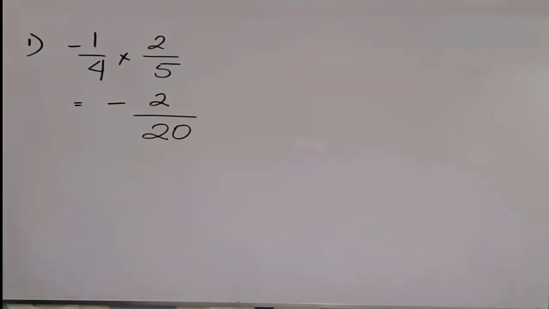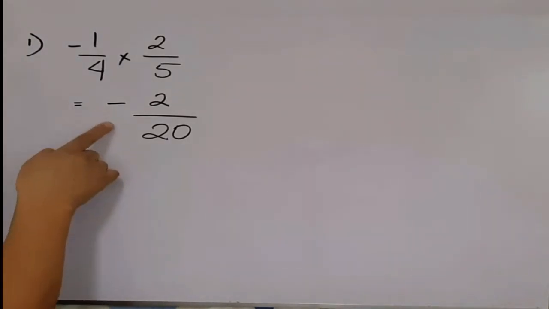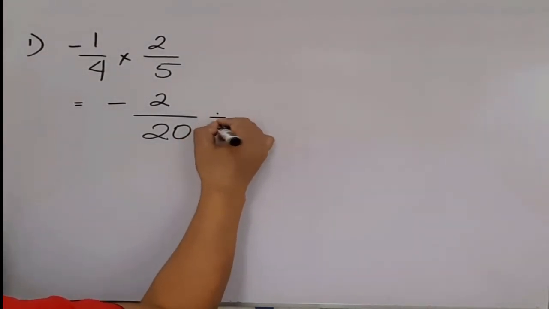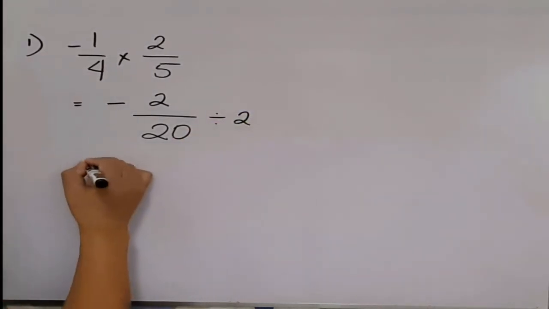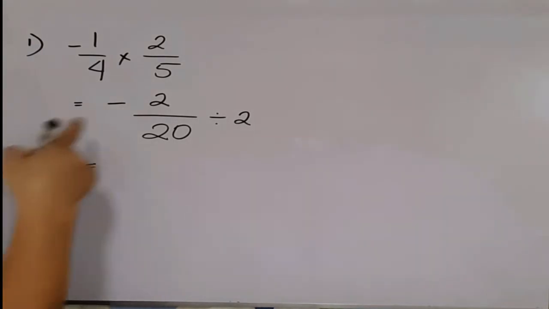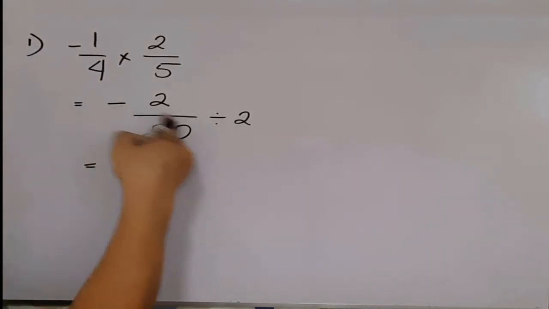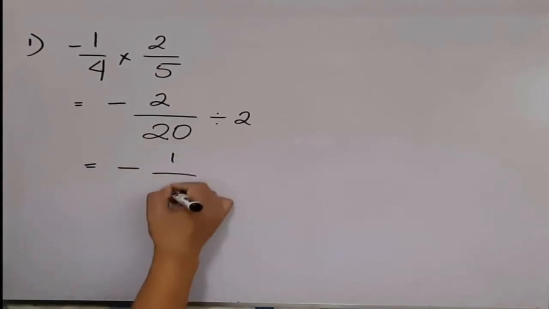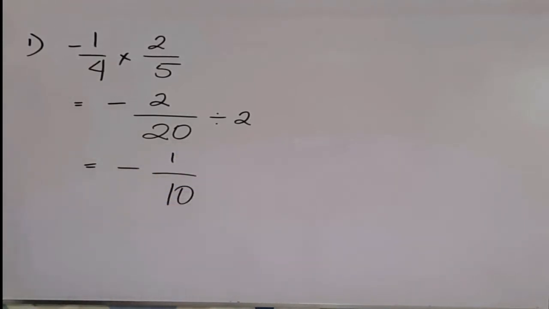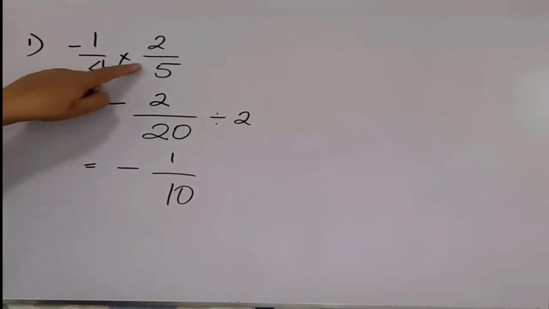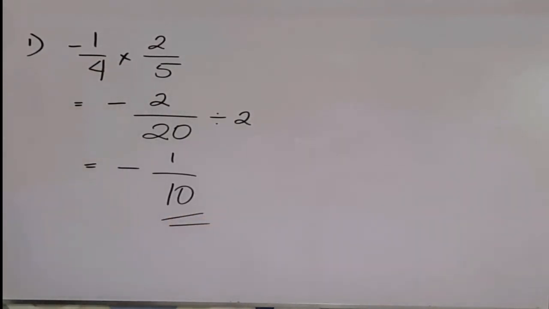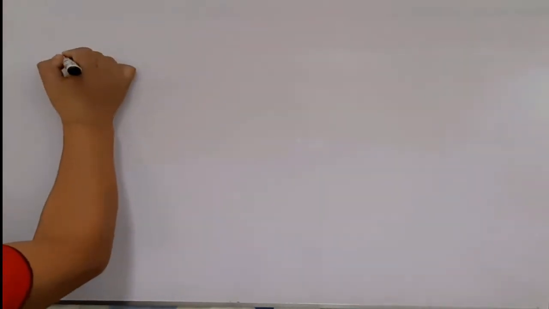2/20 is not yet the simplest form. Both numbers are divisible by 2. So we divide the fraction by 2. This will be, it's negative. 2 divided by 2 is 1. 20 divided by 2 is 10. So negative 1/4 times 2/5 is equal to negative 1/10.